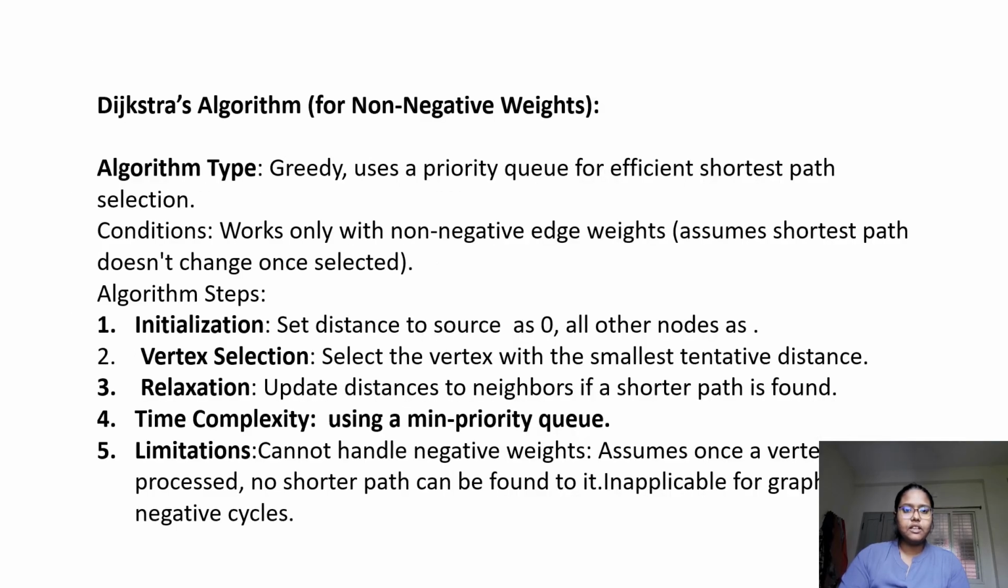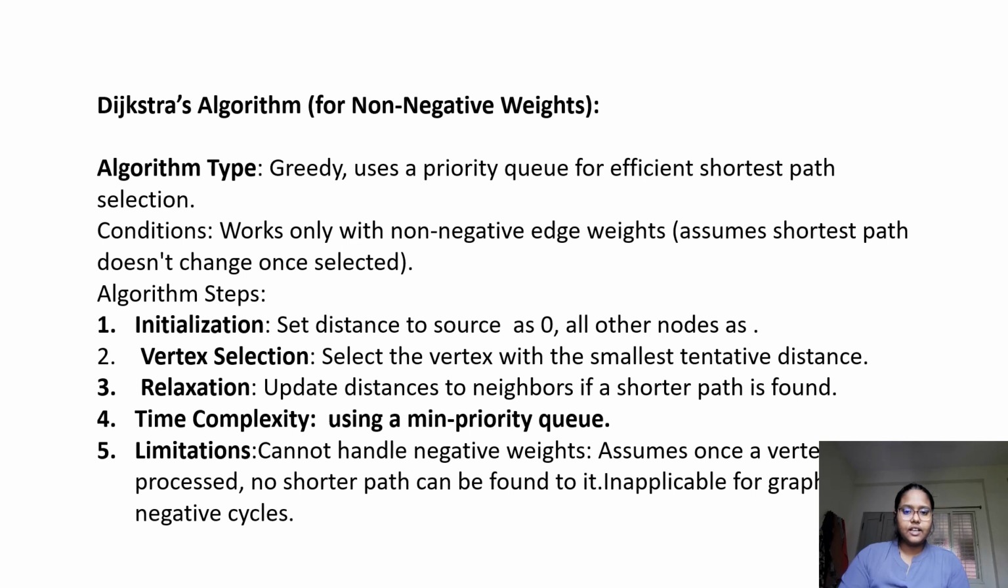Dijkstra's algorithm for non-negative weights. Algorithm type: greedy, uses a priority queue for efficient shortest path selection. Condition: works only with non-negative edge weights. Assumes the shortest path does not change once selected. Algorithm steps. Initialization: set distance to source as 0 and all other nodes as infinity. Vertex selection: select the vertex with the smallest tentative distance. Relaxation: update distance to a neighbor if a shorter path is found. Time complexity using a min priority queue.